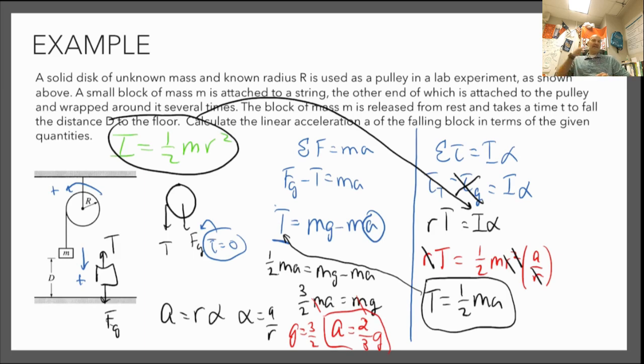Now, does it make sense that it's less than gravity? Yes, because now the mass of the pulley matters, so it's going to be tugging on the object as it falls. Okay, so if this is a free response question, they may go further and ask you why does this make sense type thing.